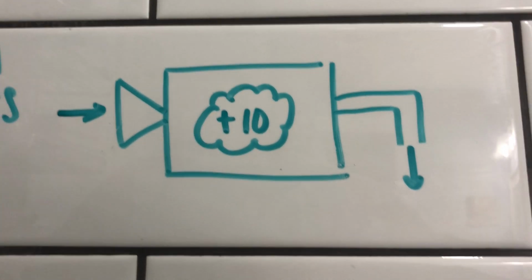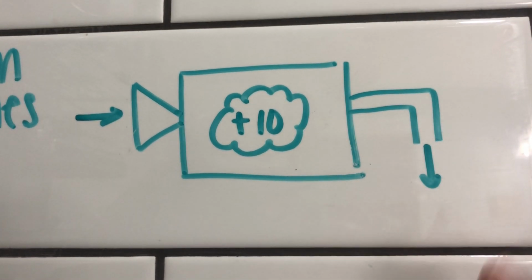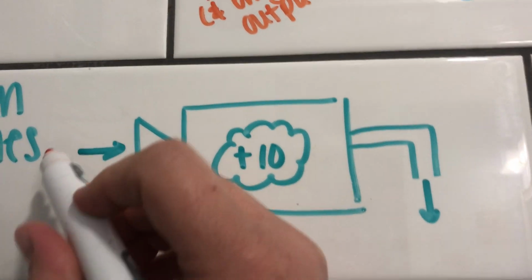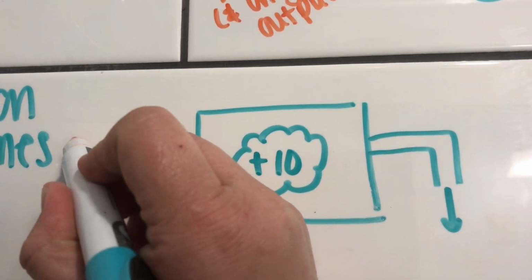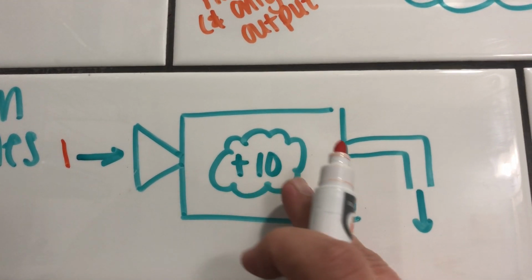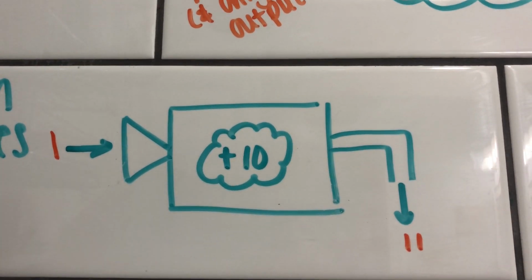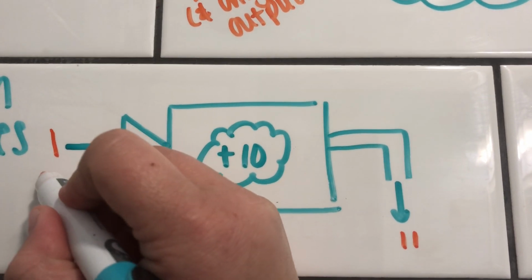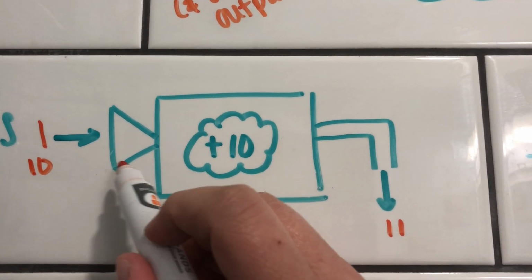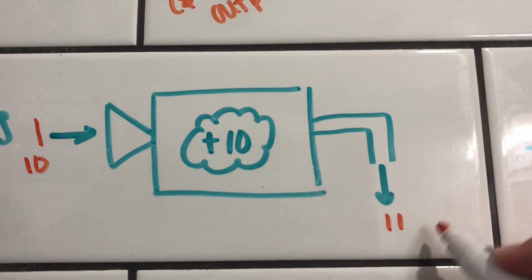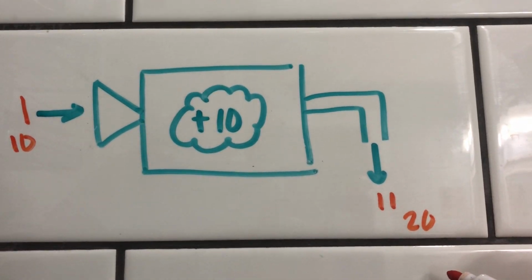And this hopefully looks a little familiar, maybe not exactly like this. I know I'm not super artistic, but you guys know that this means, for example, if I put a 1 into the function machine, the rule tells me to add 10, and an 11 would pop out. If you put in a 10, it goes into the function machine, 10 plus 10 the rule tells me to do, and I end up with a 20 that pops out.